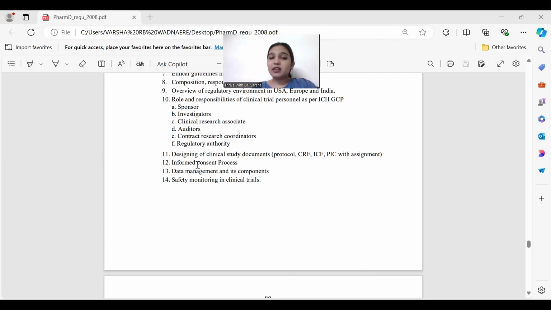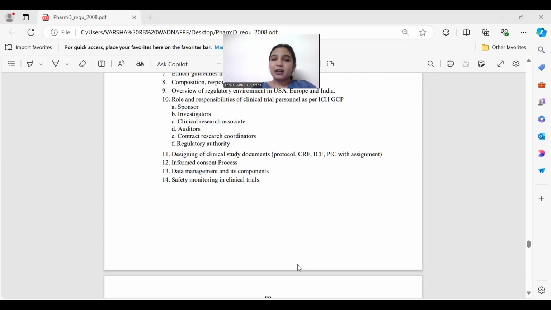Then the next chapter is informed consent process. Now if you are including any humans in your clinical research, then you will have to take informed consent. So how that informed consent is designed according to, and particularly for, your study, you will be learning in this. That question will be asked for 5 to 10 marks, as well as the 11th chapter will be asked for 5 marks.